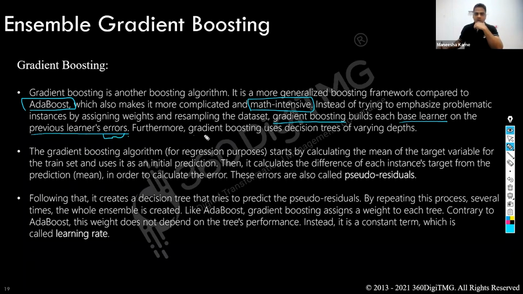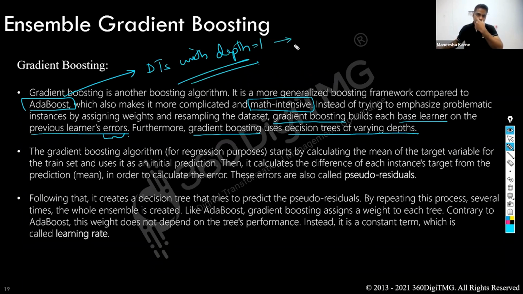And gradient boosting uses decision trees of varying depths. AdaBoost uses decision trees with what depth? Yes, with depth equal to 1. This is also called as what? Decision stump. Decision trees with depth equal to 1 are called decision stumps. So the gradient boosting algorithm for regression purposes starts by calculating the mean of the target variable for the training set and uses that as the initial prediction.